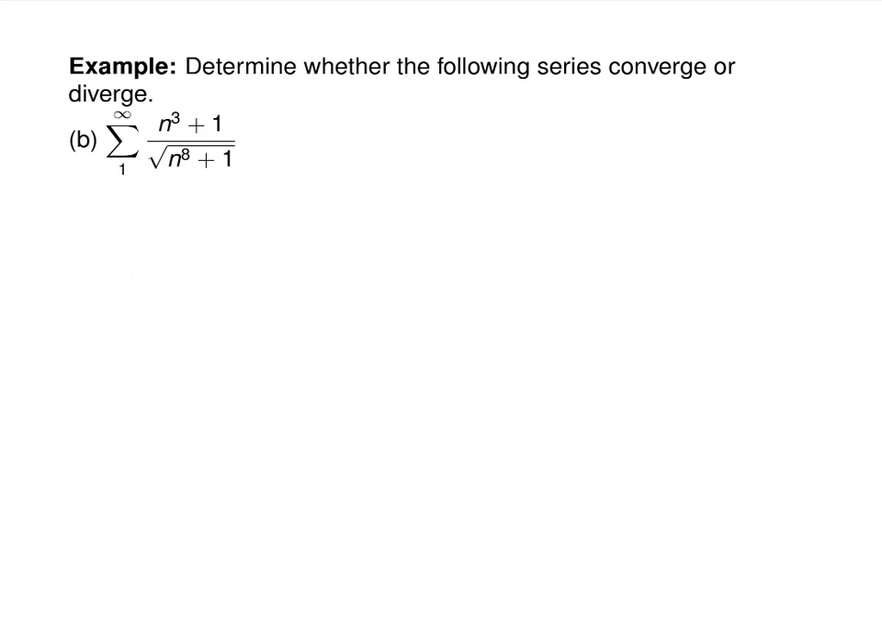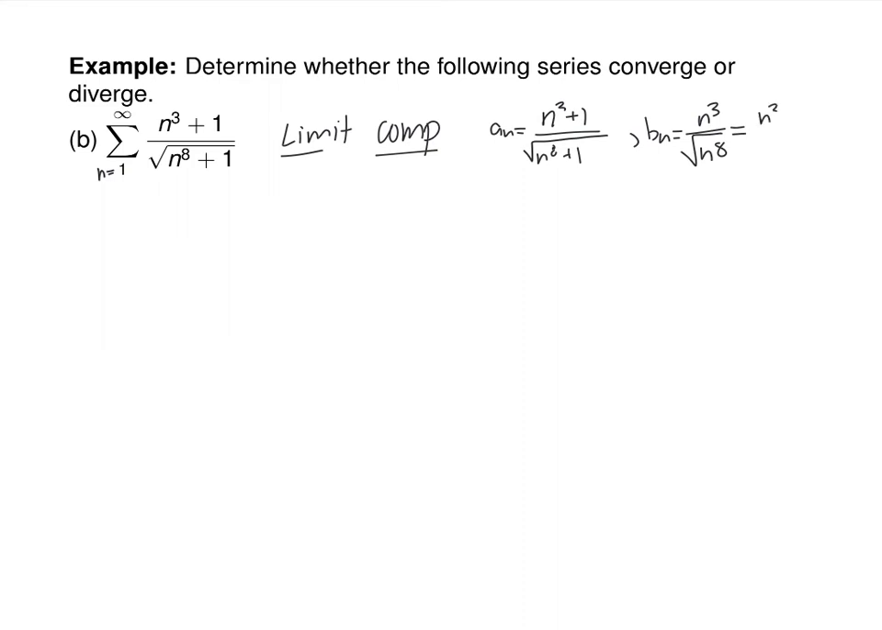All right, here, direct comparison might be a bit more tricky, so we are going to try limit comparison. Okay, so let's let an be the terms of the series. And bn we find by taking the sort of most important terms, n cubed over the square root of n to the 8th, which will be n cubed over n to the 4th, or 1/n.